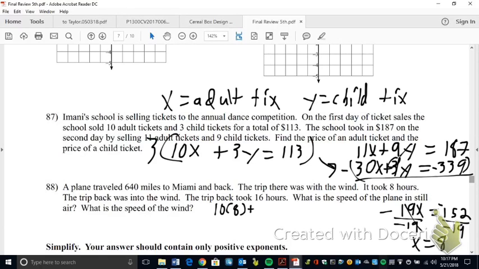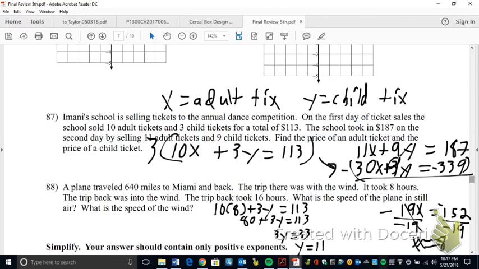We're then going to take that 8, go back, and plug it into one of our equations, doesn't matter which one. I did the first day one, so 10 times 8 is 80, plus 3y equals 113. Subtract 80 from both sides, we get 3y equals 33. Divide, and we get y equals 11. So I know this is a little weird that child tickets are more expensive than adult tickets, but, you know, there you go.